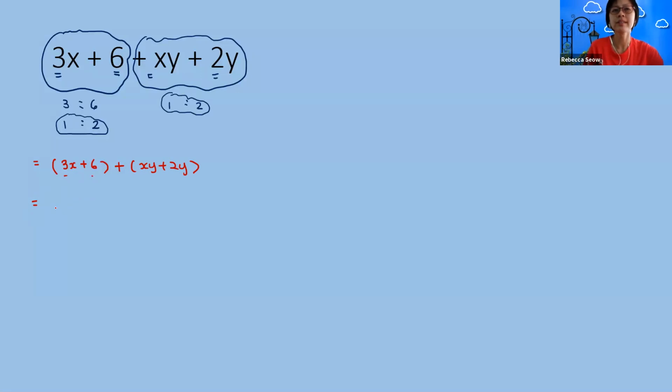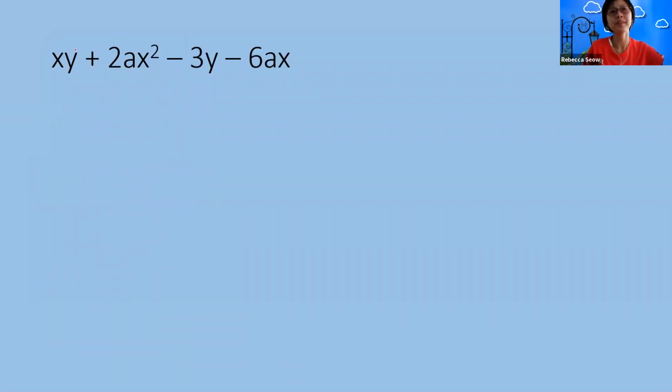Over here, we know that there is a common factor of 3, which we can factorize out, and we will be left with x plus 2. Similarly, for the second bracket, we could factorize out y, and we are left with x plus 2. From here, you can tell quite obviously that in each part of the expression, x plus 2 is a common factor, which we could factorize out. So we have x plus 2 taken out, and what we are left with will be 3 plus y in the other bracket. So that's how we factorize using grouping.